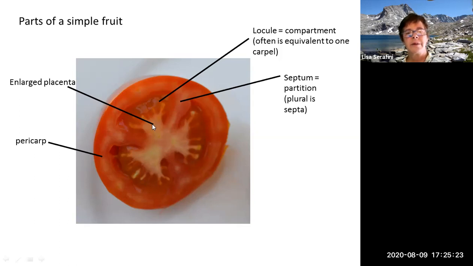Now in tomatoes, oftentimes the placenta has been enlarged to make it a more meaty tomato, not just all runny. So that's the placenta, but it's bigger than normal, okay? And those are the developing seeds.